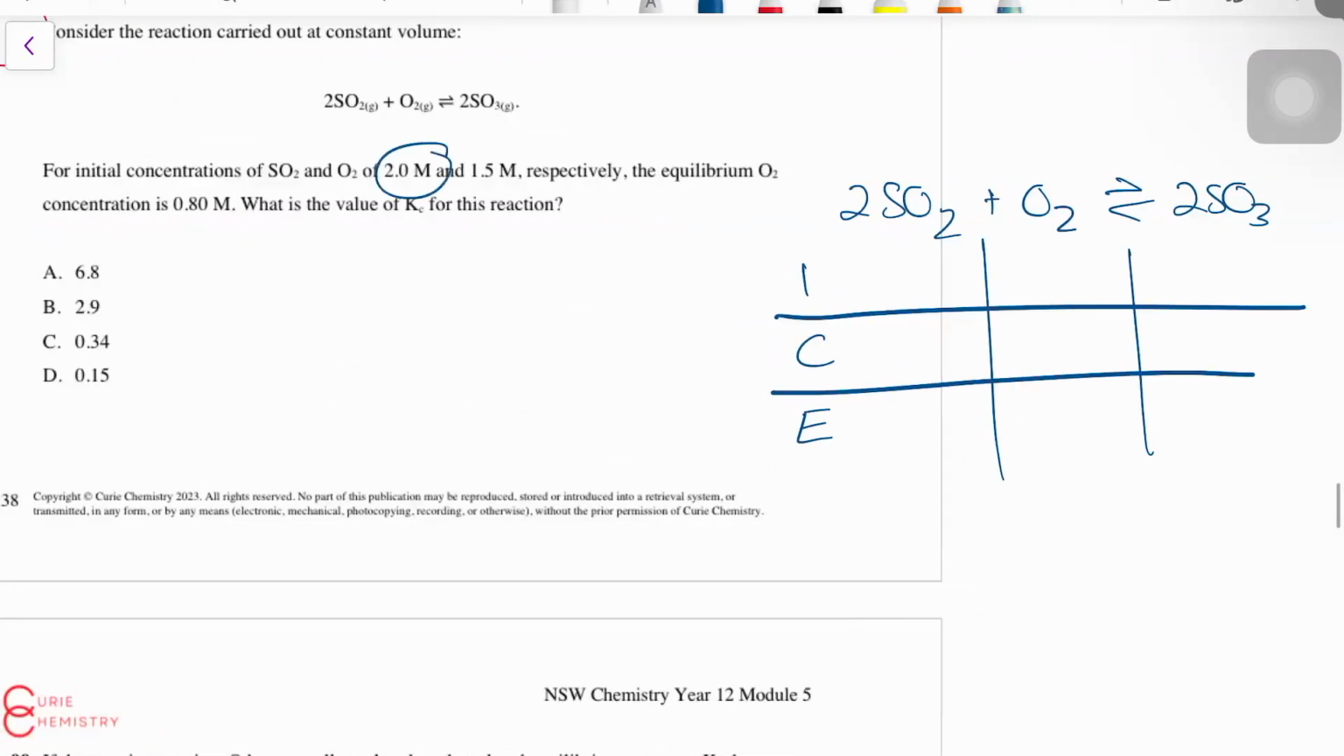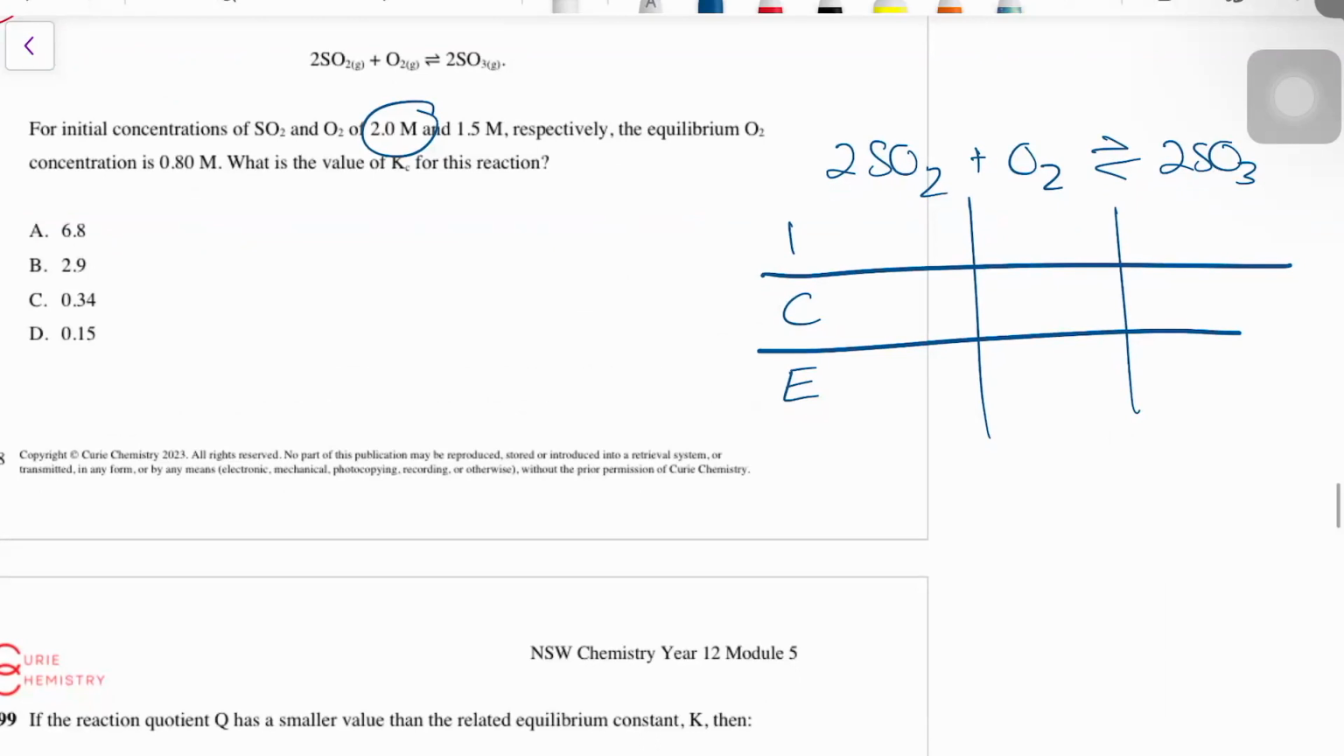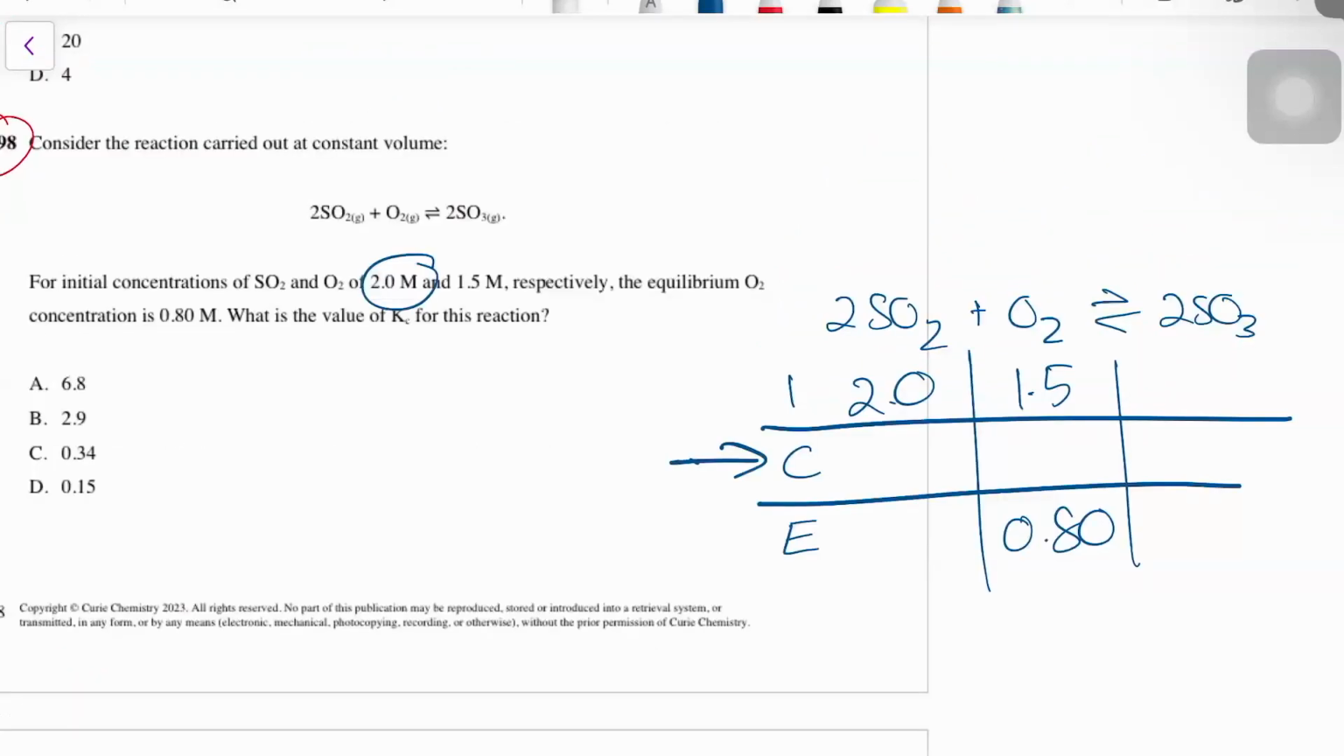My 2 molar for SO2, what column and what row does that go in? Would it go under the 2SO2 and where I is? And then what about 1.5? That would go next to it. 0.80, where does that go? 0.80 O2. I don't have an initial concentration for SO3, so what am I going to put there? 0.